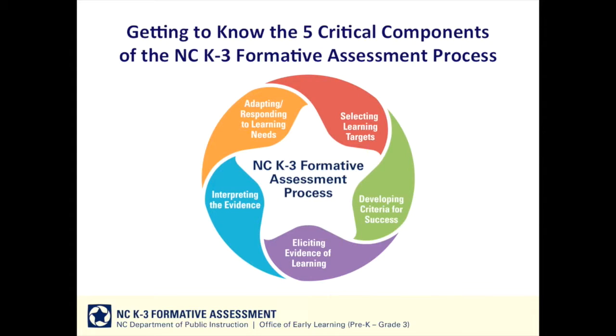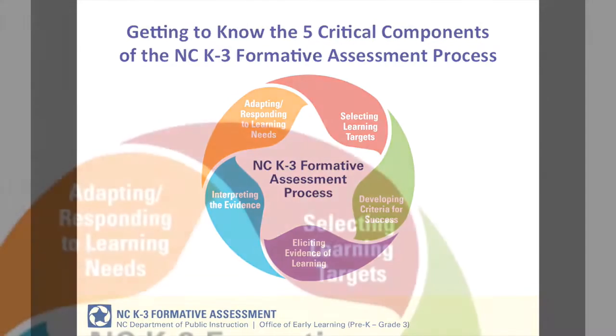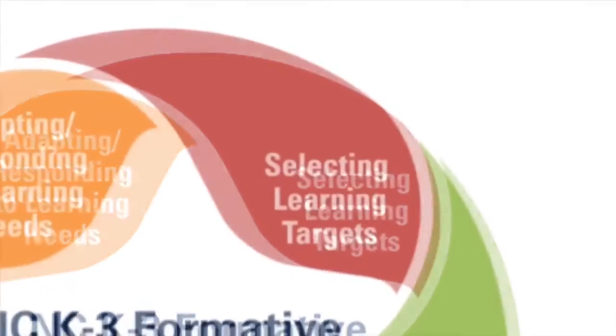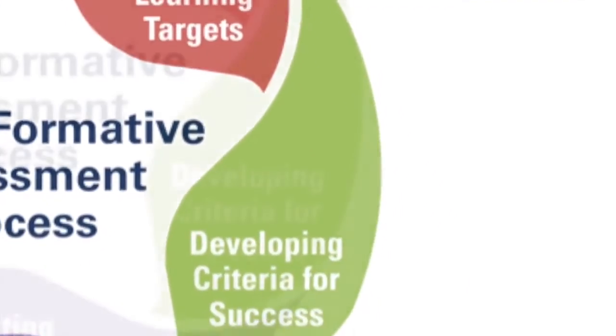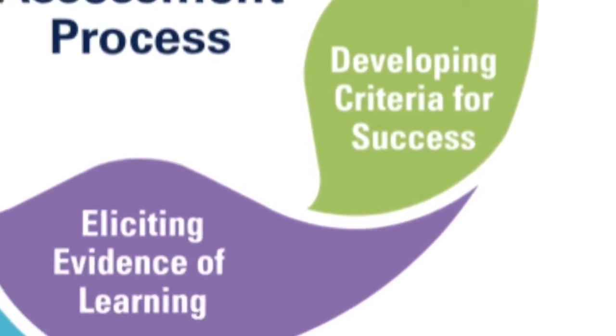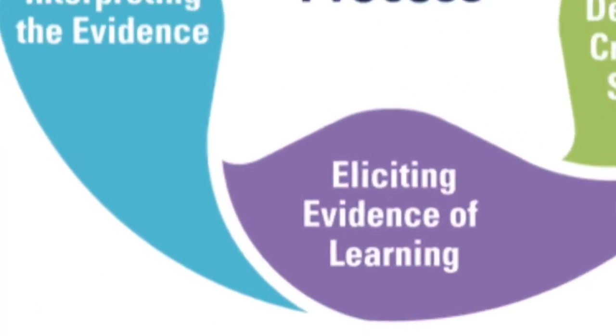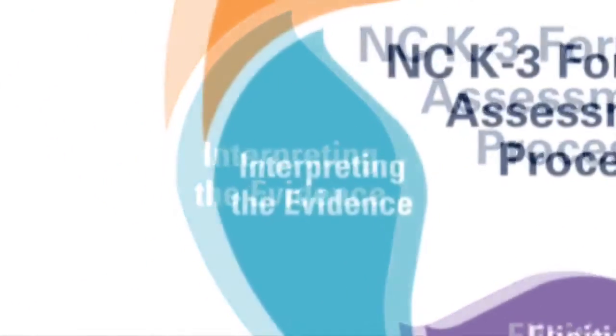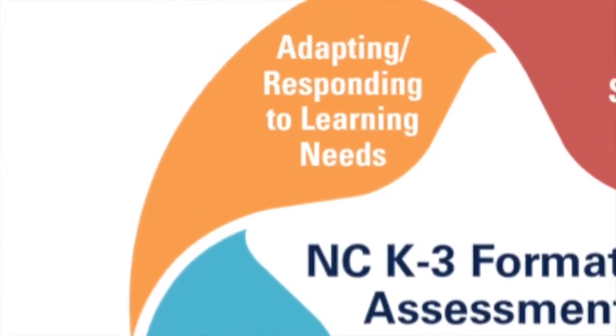Welcome to Getting to Know the 5 Critical Components of the North Carolina K-3 Formative Assessment Process. The North Carolina K-3 Formative Assessment Process is comprised of 5 critical components. All 5 must be present to implement the process. Selecting learning targets, developing criteria for success, eliciting evidence of learning, interpreting the evidence, adapting and responding to learning needs.